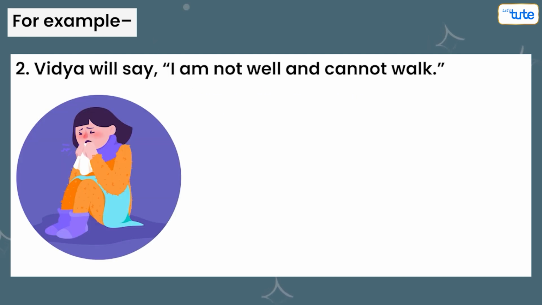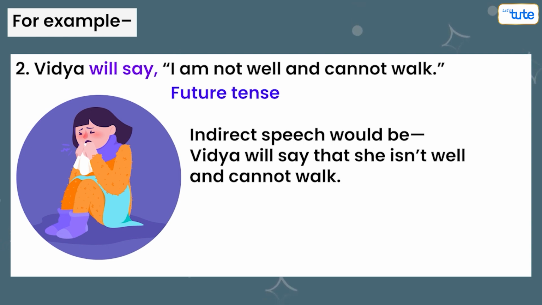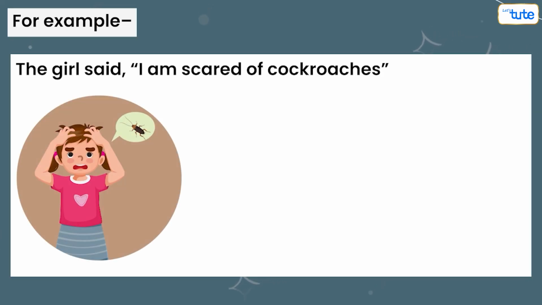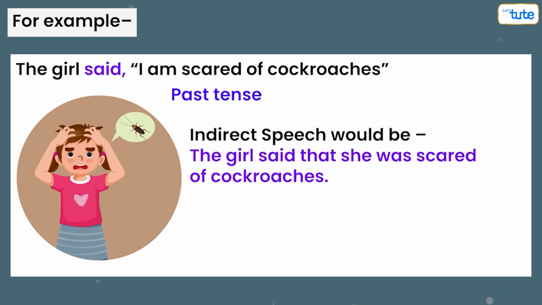Next, Vidya will say, "I am not well and cannot walk." Here, the reporting verb will say is in future tense. So, the indirect speech would be, Vidya will say that she isn't well and cannot walk. When the reporting verb is in the past tense, the verb in the reported speech is changed into the corresponding past tense. For example, the girl said, "I am scared of cockroaches." Here, the reporting verb said is in past tense. Hence, the indirect speech would be, the girl said that she was scared of cockroaches.